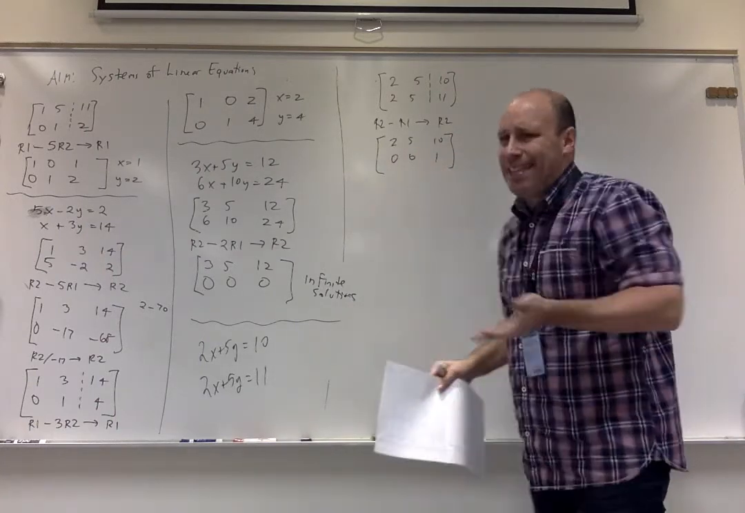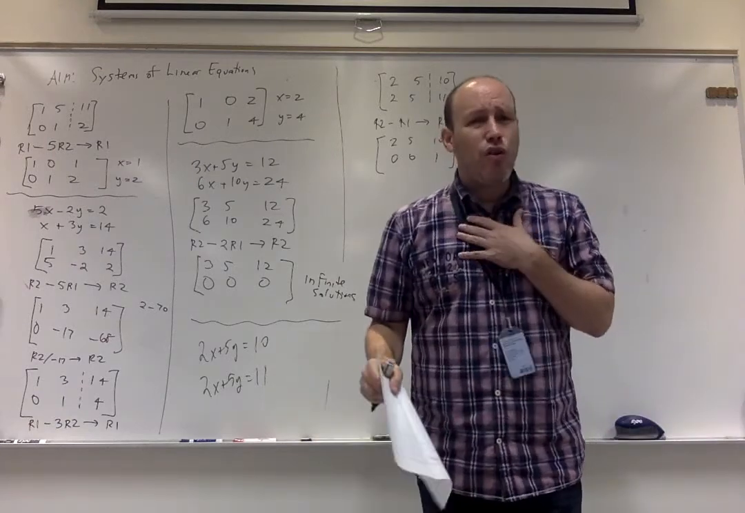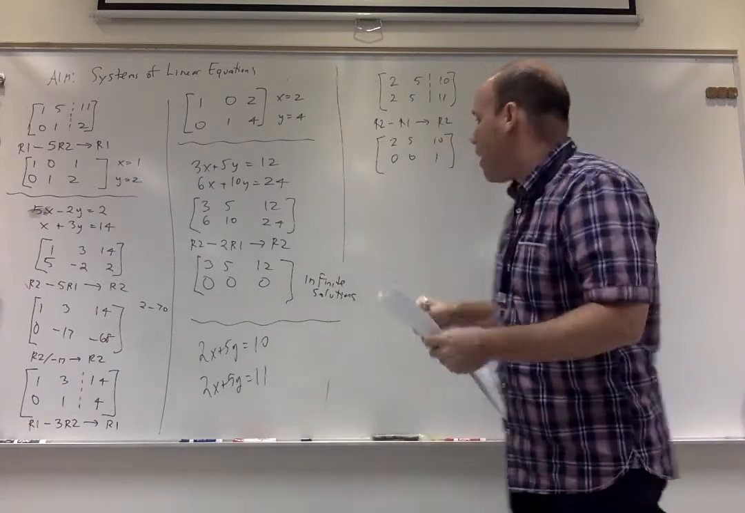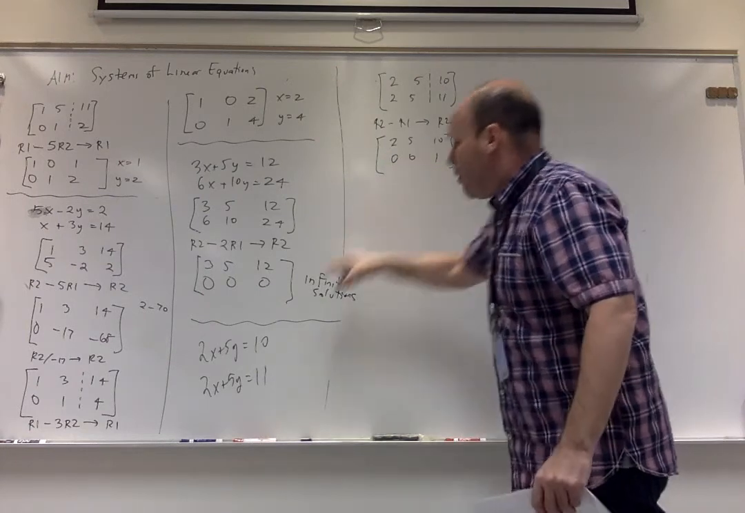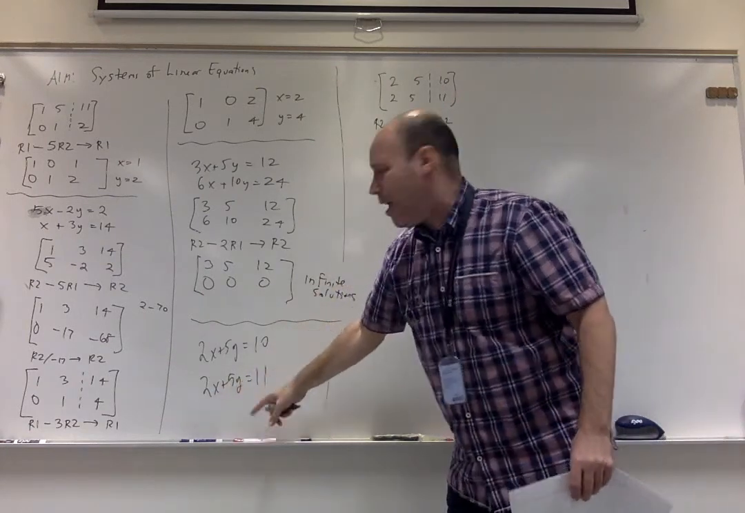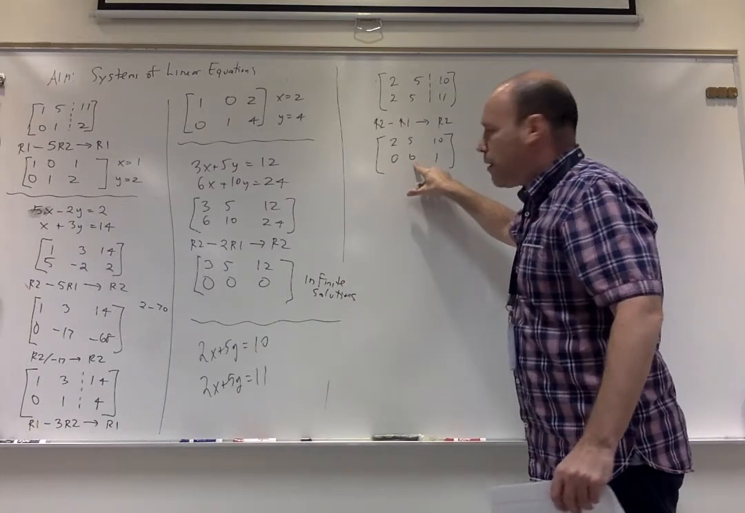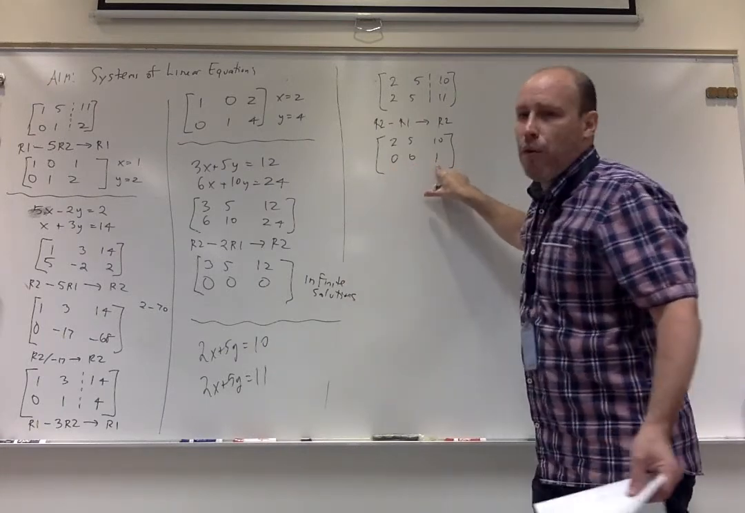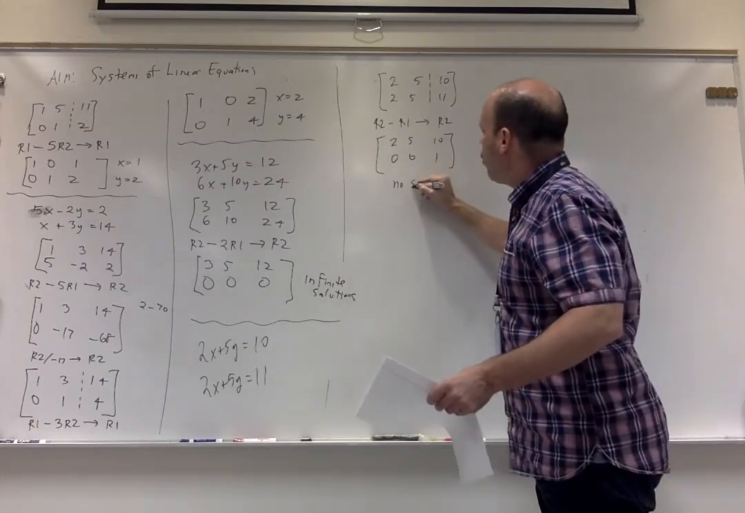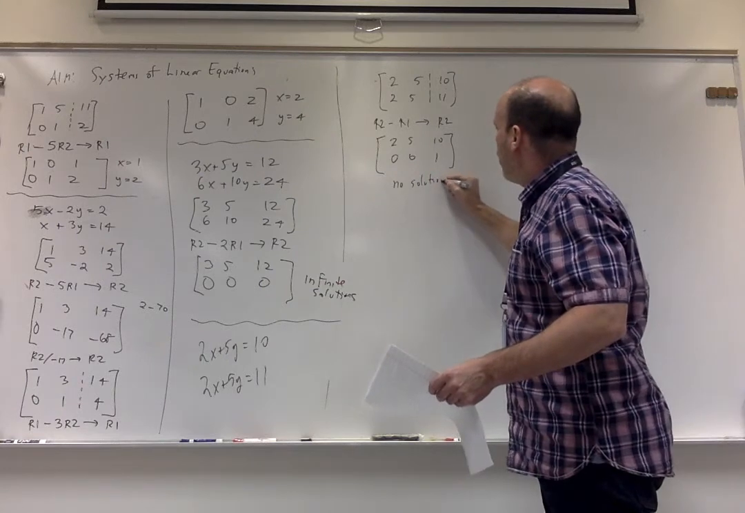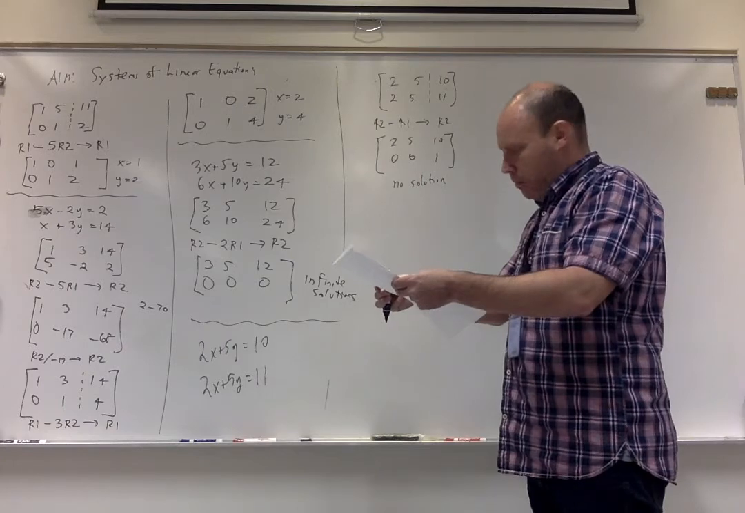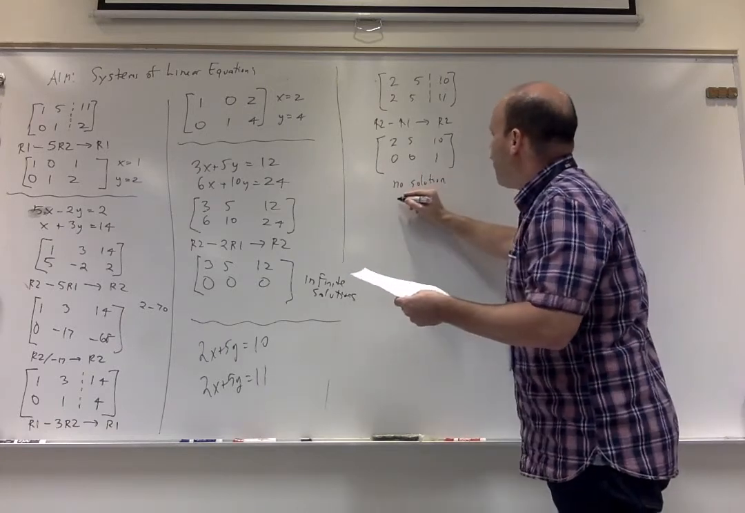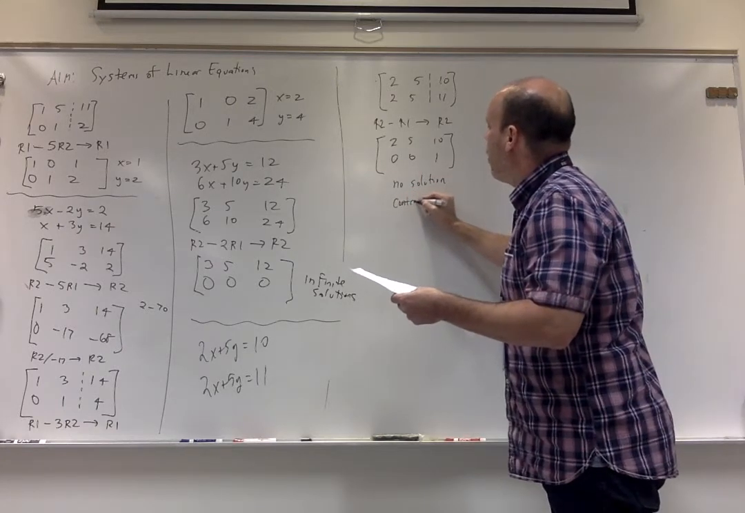What's going on in that second row? Should I even go any further? You say, no, Mr. Adler, because 0 times something plus 0 times something can never, ever be equal to 1. Remember, these came from our original equations. No solution. And we say this is because it's a contradiction.